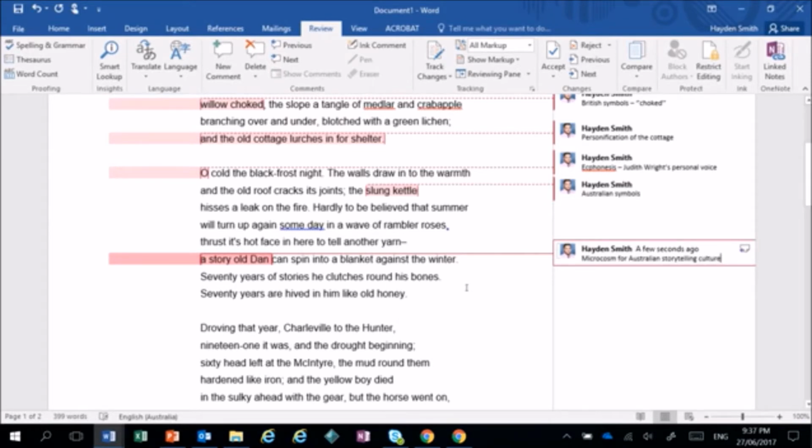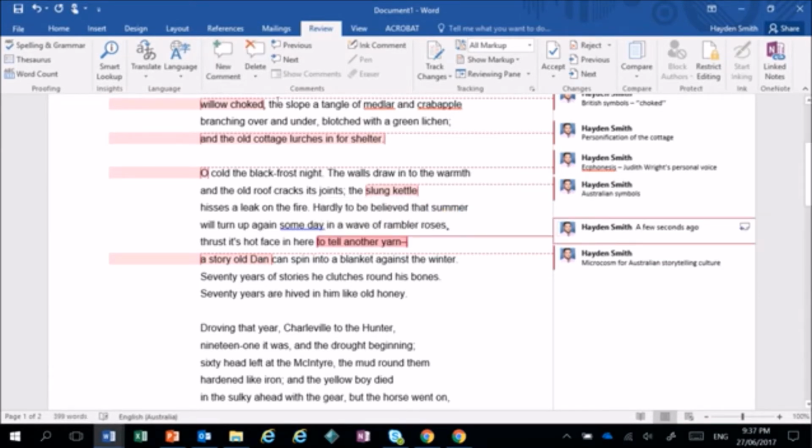And a microcosm really is just basically that old Dan represents broader society. It represents the way in which Australian society, outback society, builds this sort of nostalgic world of storytelling and of knowing the land through those stories. And the links there, I think, can be made in the line before when it talks about summer turning up someday in a wave of rambler roses, thrust its hot face here to tell another yarn. So even summer tells another yarn. So I think here you've even got an illustration of how stories are woven into the landscape.